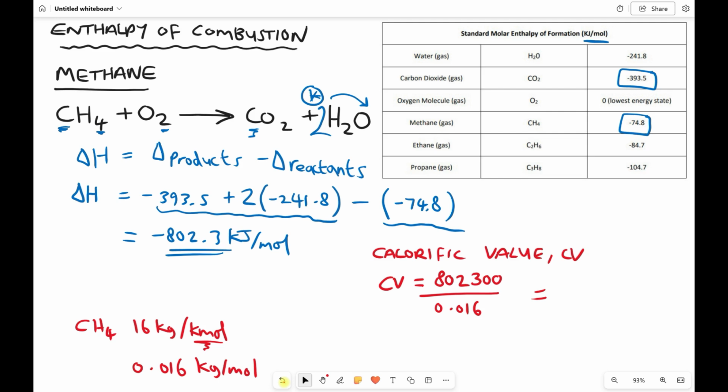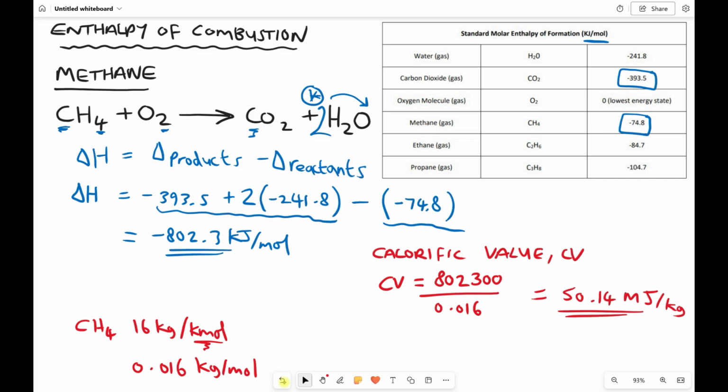And in this case, it comes out as 50.14 megajoules per kilogram. Now, if you were to run this through your calculator, you would get 50.14 times 10 to the 6 joules as our SI units, which is the same as 50.14 megajoules. So that's the amount of energy stored in 1 kilogram of our fuel.